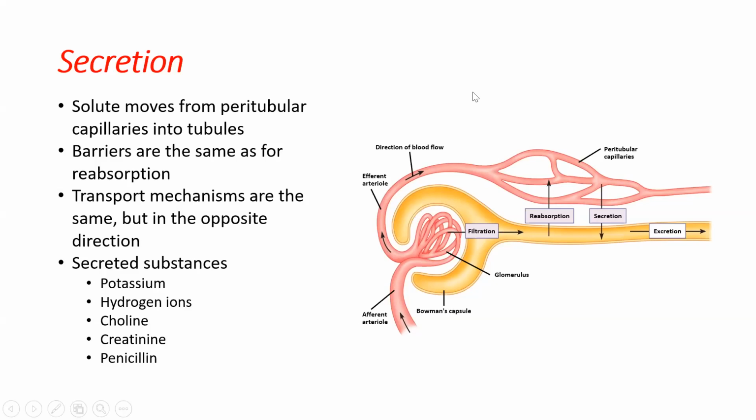Secretion is the third process of renal exchange. Just to remind ourselves, the big picture here is that we're fine-tuning this filtrate. Reabsorption is taking things that we wanted from the filtrate and moving them back into the blood. Secretion is going to be the exact opposite. It's going to be taking things that we no longer want, that are still in the blood, and moving them back into the tubular fluid so that they can be excreted from the body.